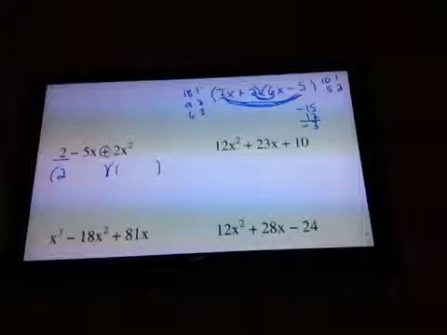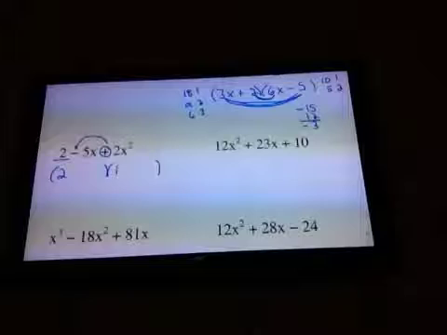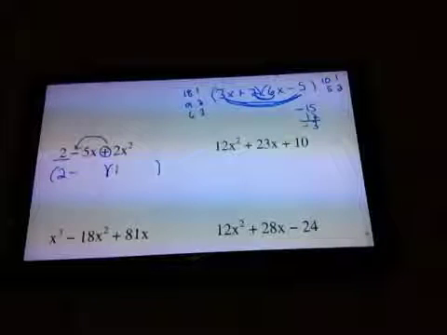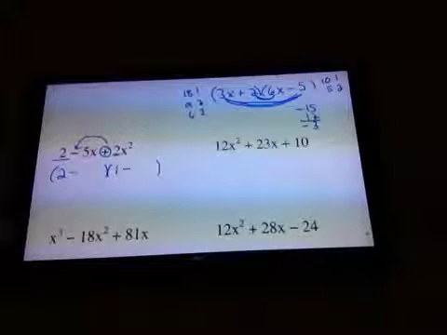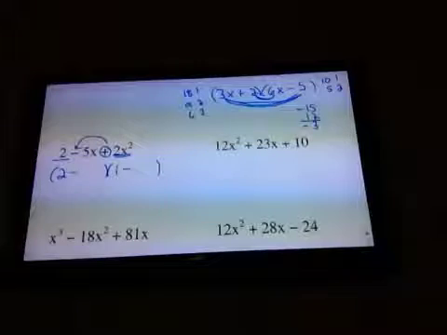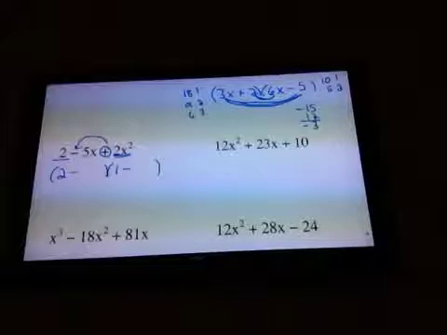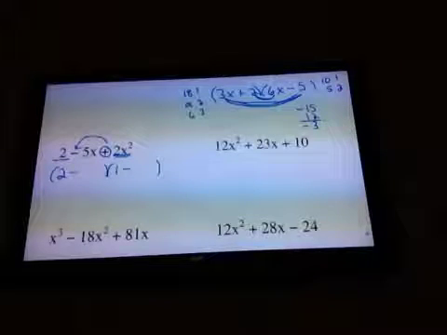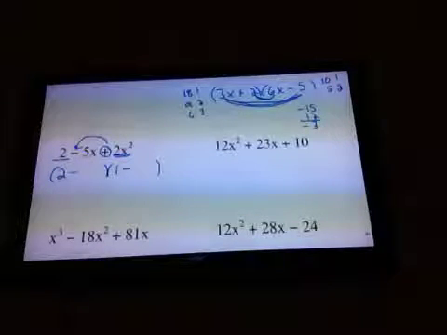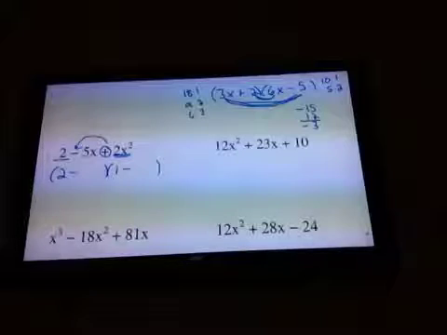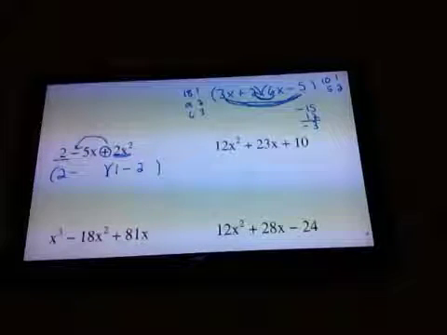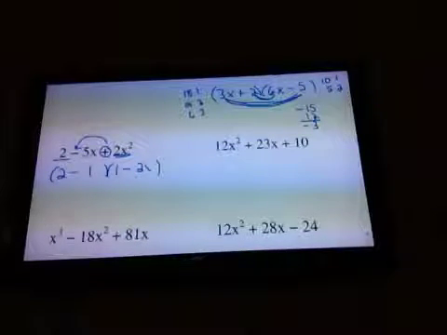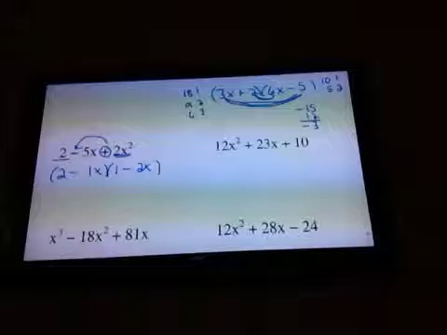Last term is positive, which means I'm going to have the same sign. Look there, minus, minus. Last term is 2x squared. My only choice is 2 and 1. But I know I'm not going to put 2 with 2. I'm going to put 2 here, 1 here. Make sure you get your x's for that last term.